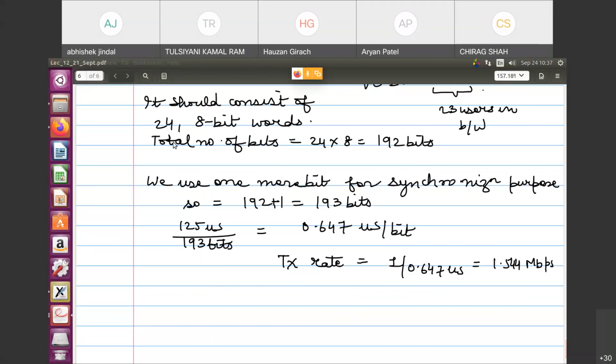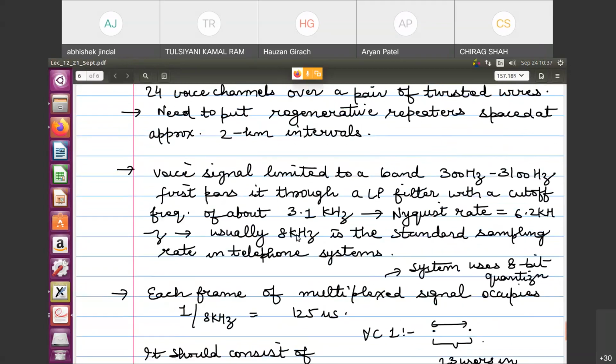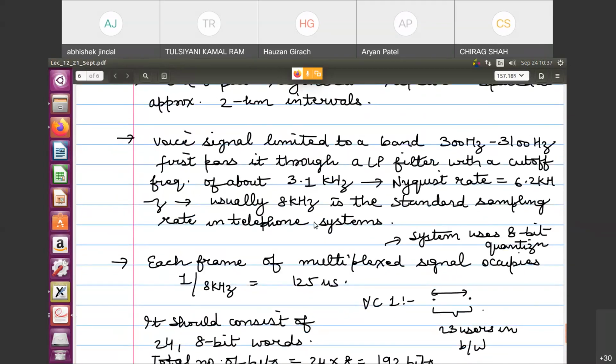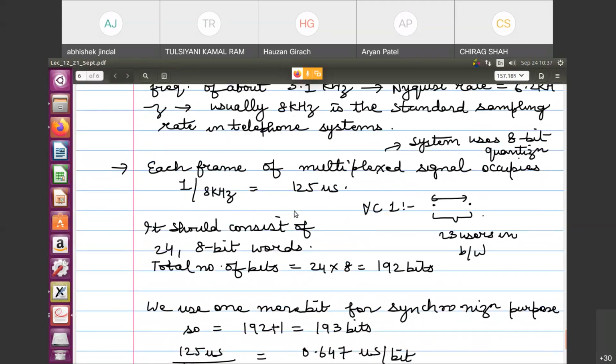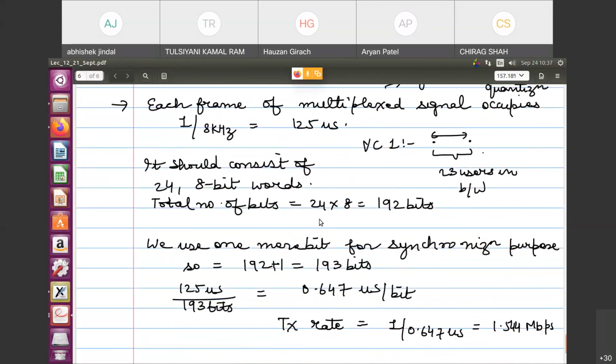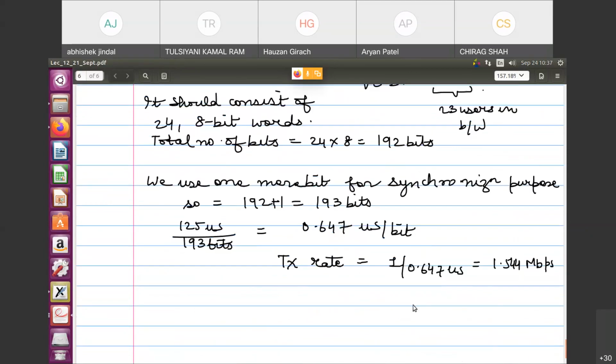Okay, so here let us see one more important thing, that earlier we were having the sampling rate of 8 kilohertz for one of the message sources, and 125 microseconds was the bit interval available. With 192 bits, it has reduced to 0.647 microsecond. So you can see that the transmission rate has increased, but the bit interval has reduced. This reduced bit interval will lead to a higher bandwidth consumption. Now this imposes a problem to the wire transmission.